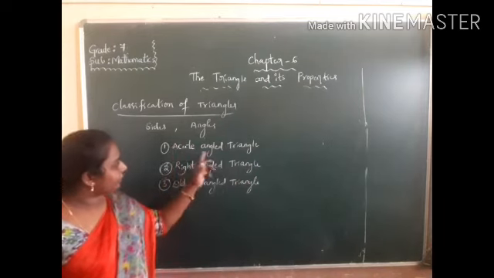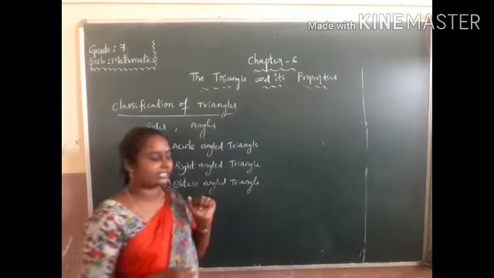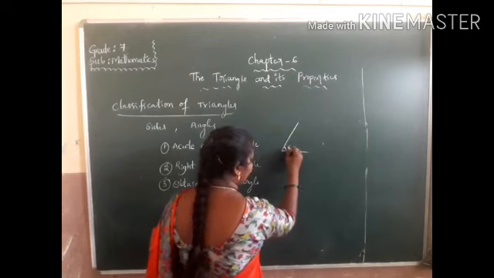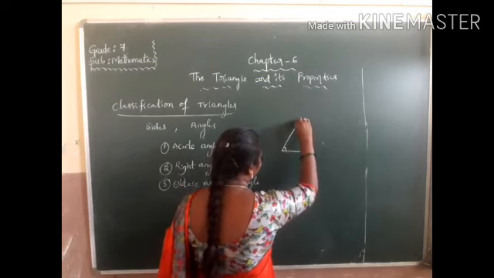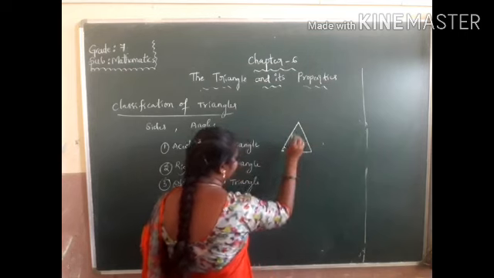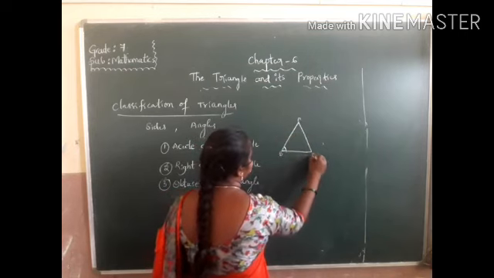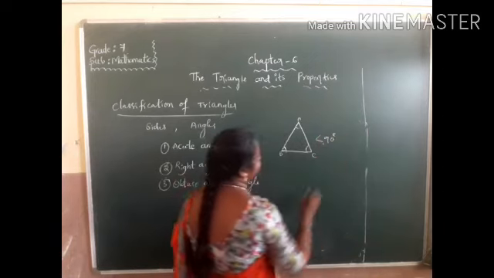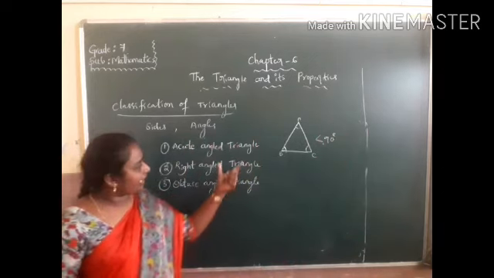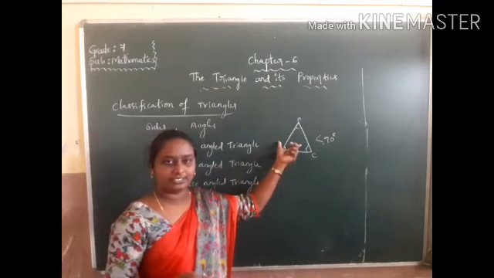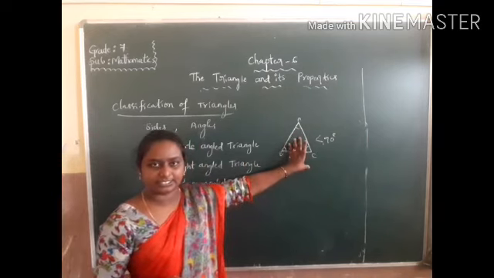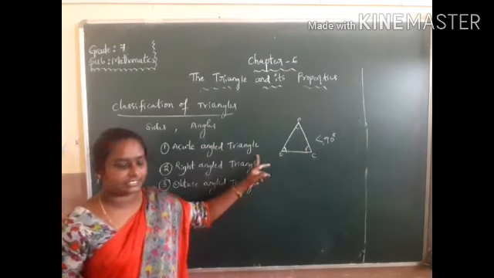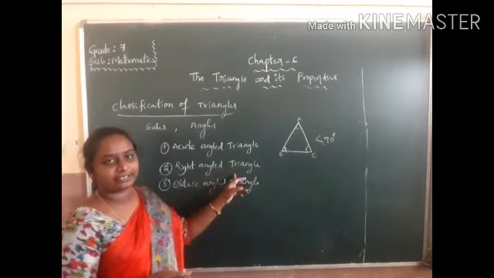Okay, so acute angle means less than 90 degrees. Here observe in this triangle ABC, all the angles are less than 90 degrees. So if all the angles in a triangle are less than 90 degrees, then it is called an acute angled triangle.